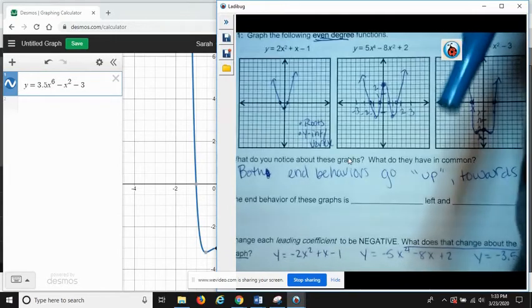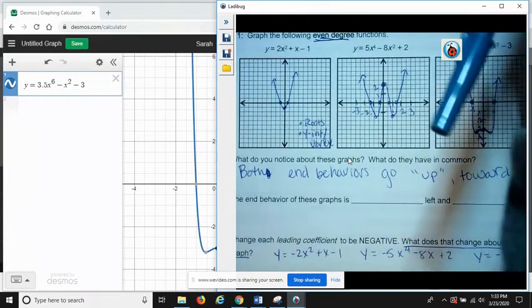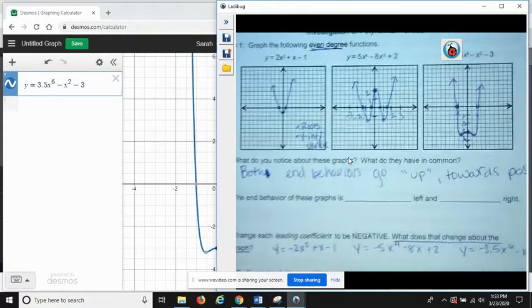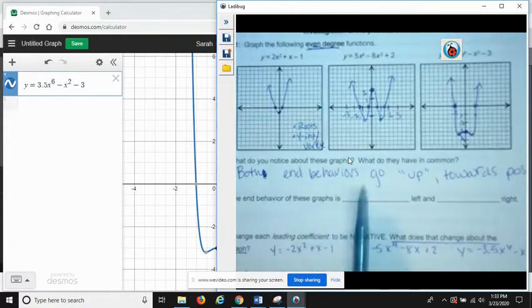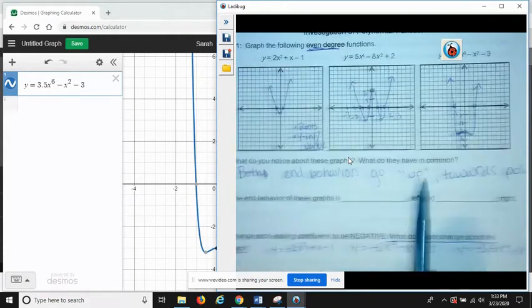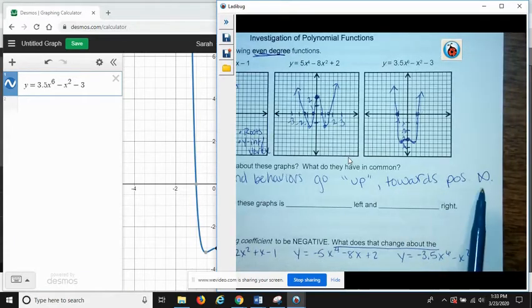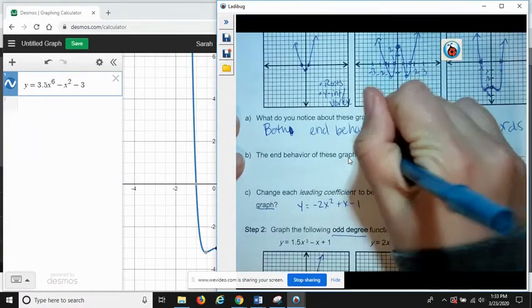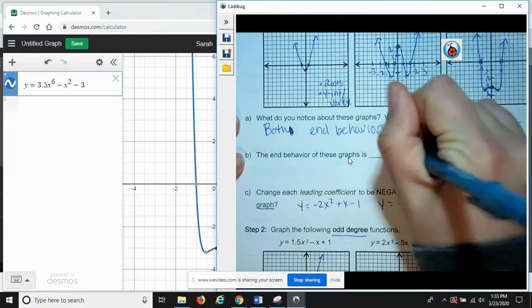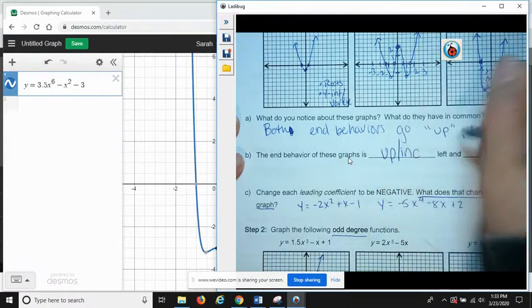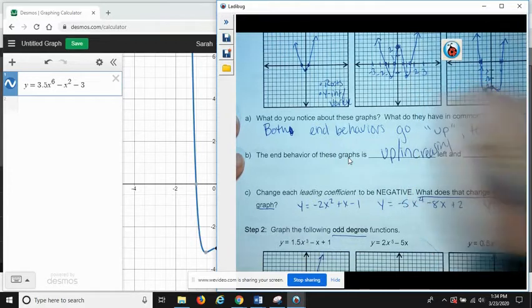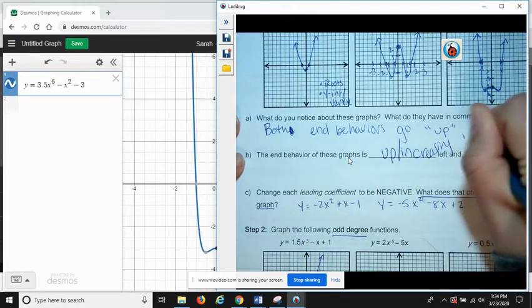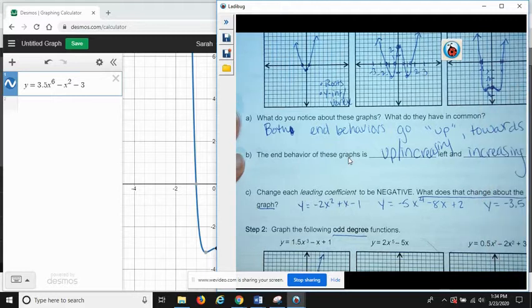This is both what they have in common, and it answers both of those questions. Okay. So I said both end behaviors go up, and they go up towards positive infinity. Okay. The end behavior of these graphs is going to be up or increasing left and increasing right. Okay, I'll accept also if you write up or towards positive infinity or something like that. Both of those would be good.